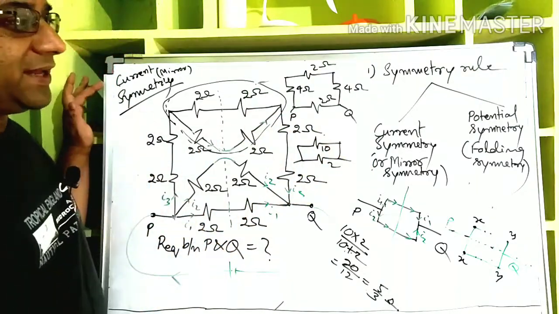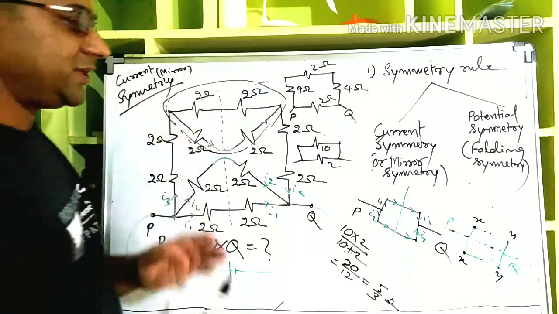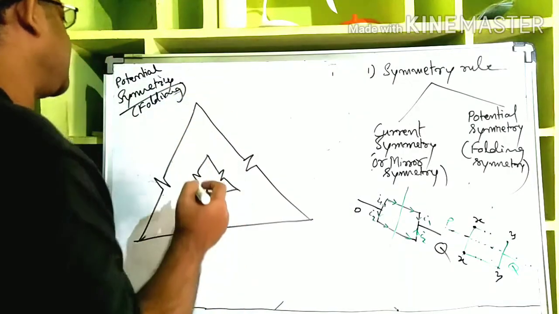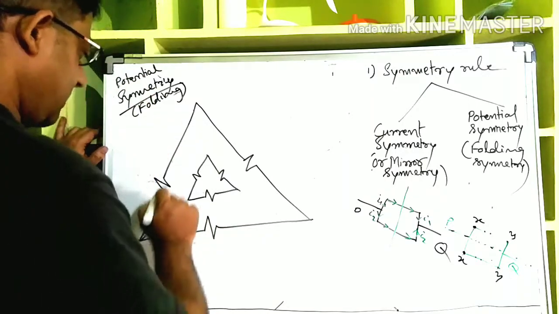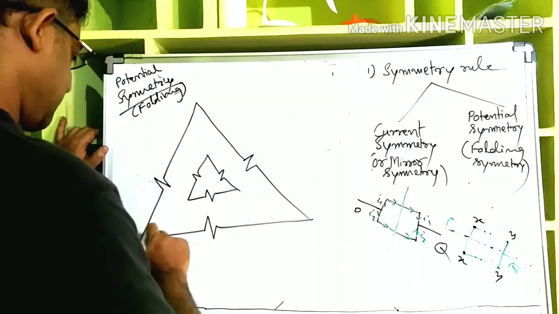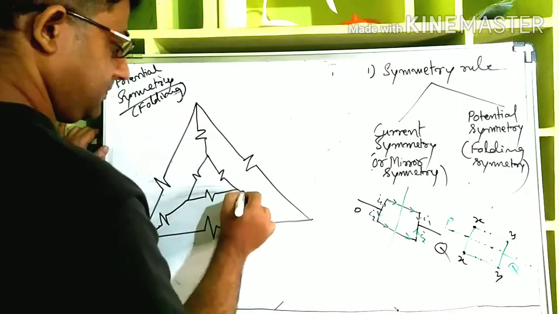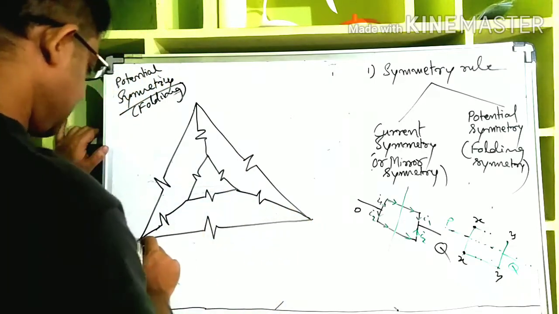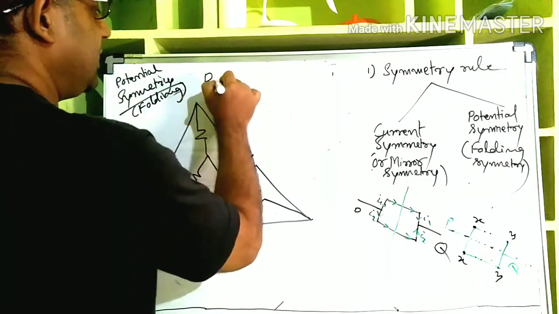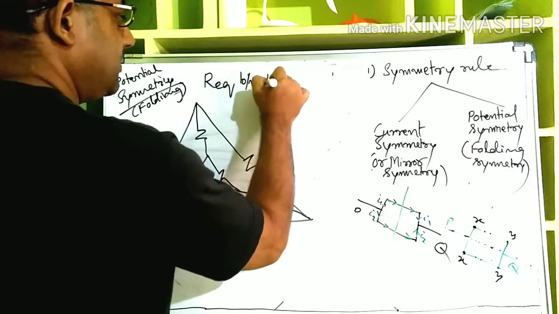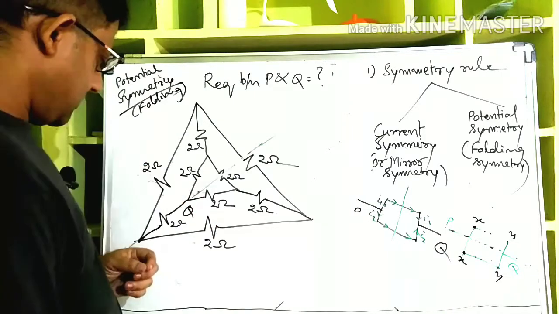Now we will take one example for a potential symmetry, and through that we will understand what a folding symmetry is and how that is applicable. Let us take another example to understand the potential symmetry, sometimes called folding symmetry. One resistance is like this, and all the edges are joined through one resistance. Let us say this point is P and this point is Q, and the question is to find the equivalent resistance between P and Q. And let us say all are 2 ohms.